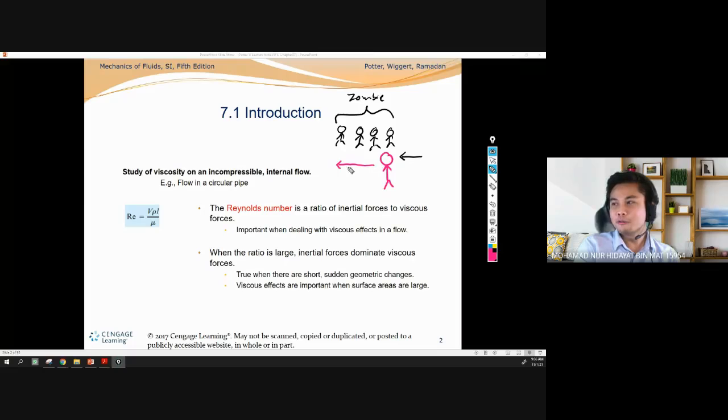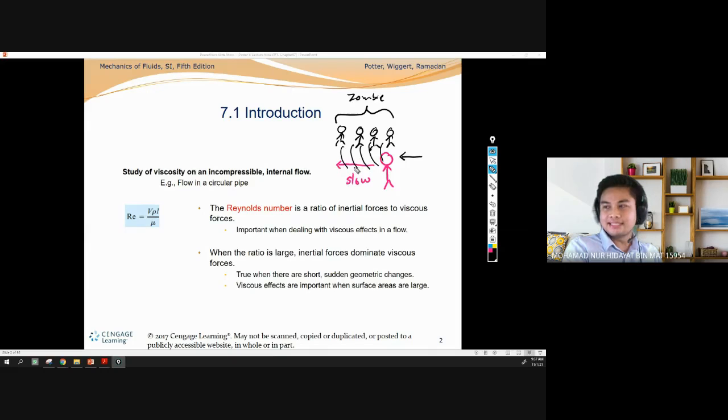So if you move very slow, what happened to the zombie? Do you think the zombie is gonna manage to catch you? For example, yes, definitely. The zombie is gonna eat you. The zombie is gonna catch you because you are very slow. So if you move very slow, the zombie is gonna catch you.